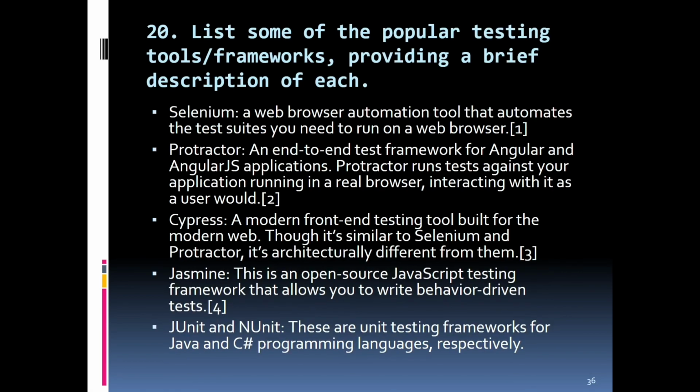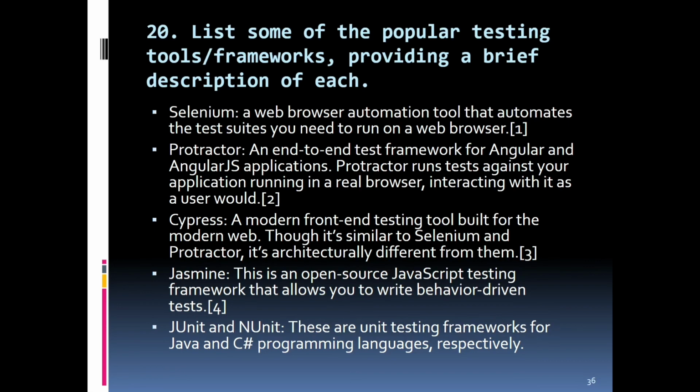Okay, the last question of this video is: list some of the popular testing tools and frameworks, providing a brief description of each. I'm talking about Selenium, Protractor, Cypress, Jasmine, JUnit, and NUnit. Selenium is a web browser automation tool that automates the test suite you need to run on the web browser. We will talk about how Selenium works in further videos, as a full course on Selenium with Java.